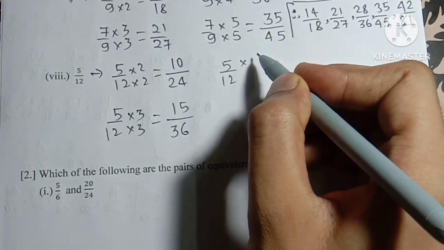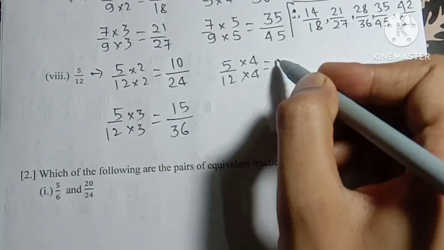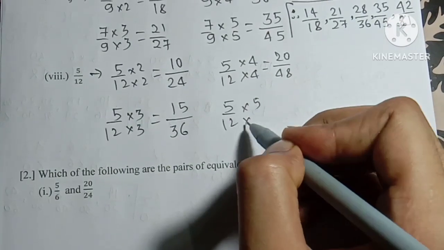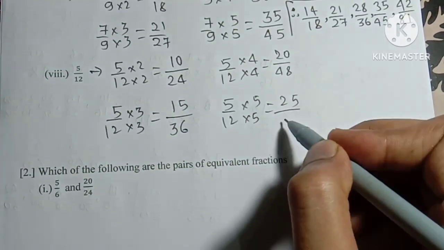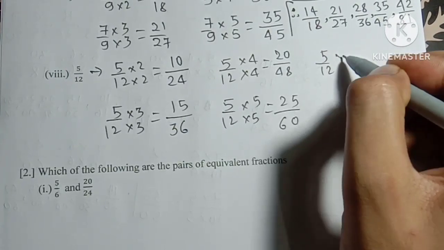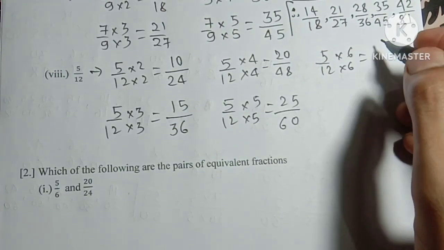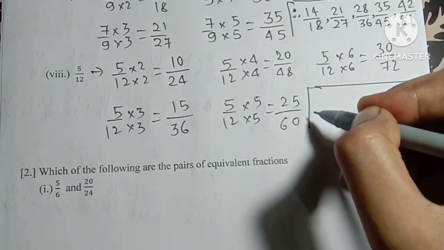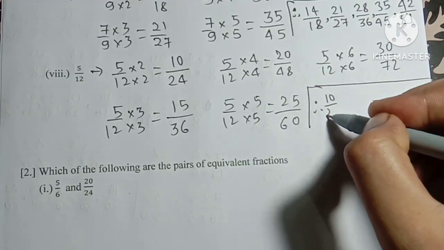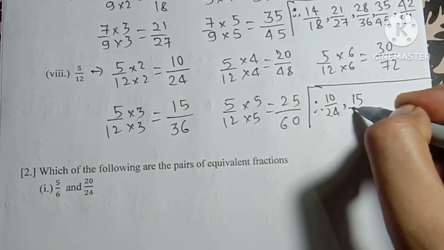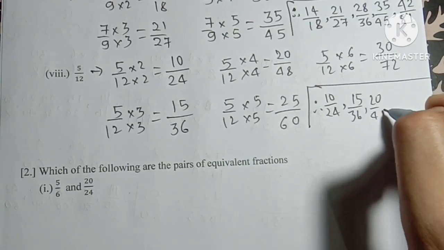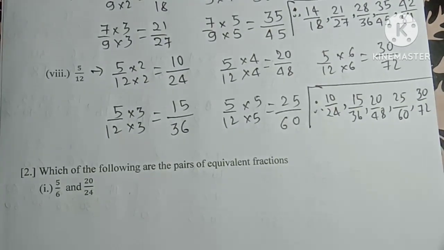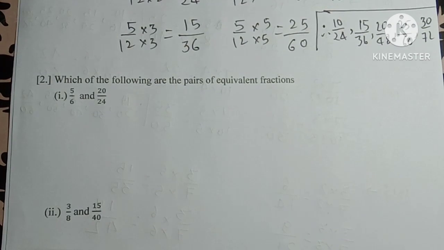Next, we will get 20 upon 48. Next, we will get 25 upon 60. And lastly, we will multiply both numerator and denominator by 6. On doing so, we will get 30 upon 72. So in a summarized way, all the fractions we have just got are 10 by 24, 15 by 36, 20 by 48, 25 by 60, and the last one is 30 by 72.